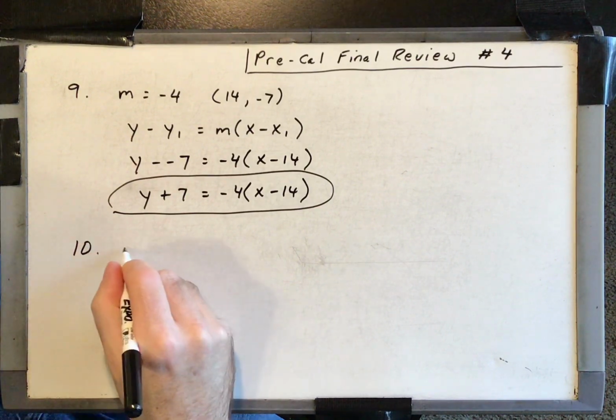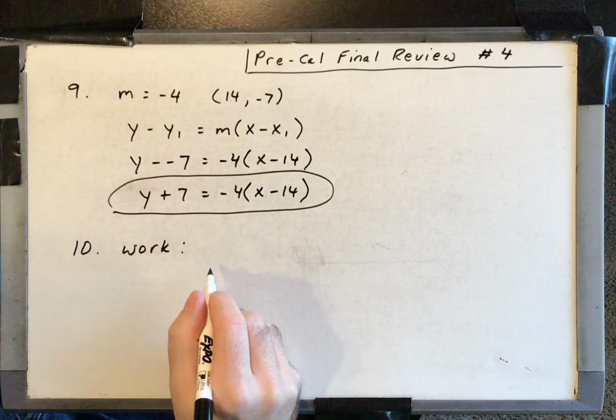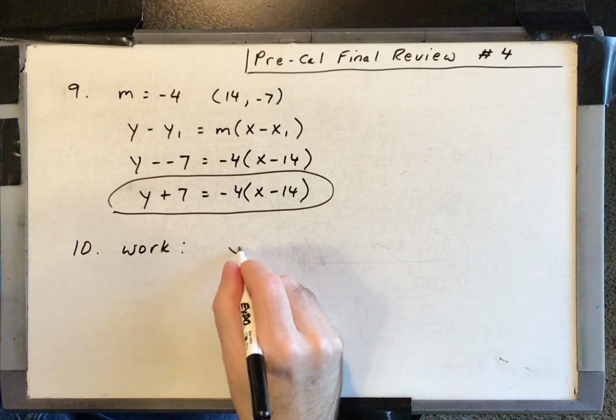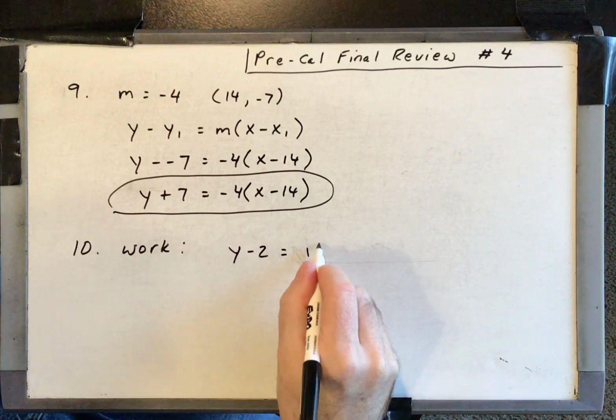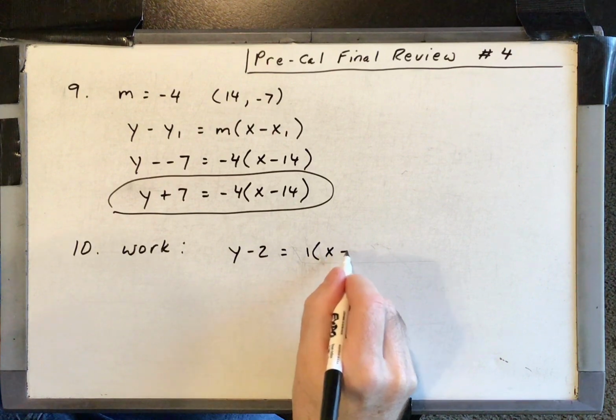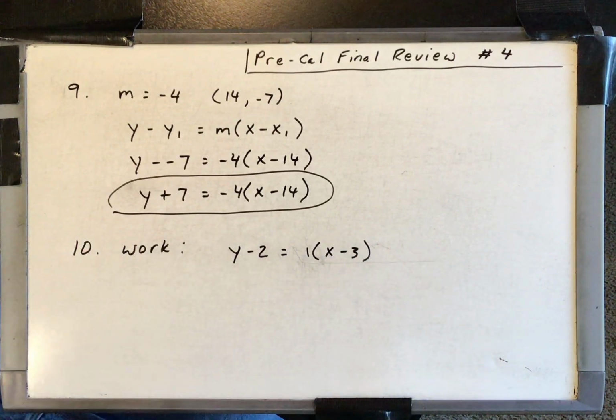Number 10, I'm going to let you work that one. Okay, and the answer is y minus 2 is equal to 1, which you actually don't have to write that, times x minus 3. So give that one a try.